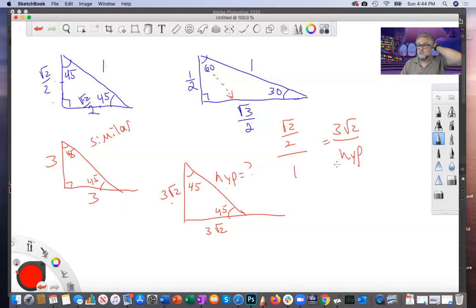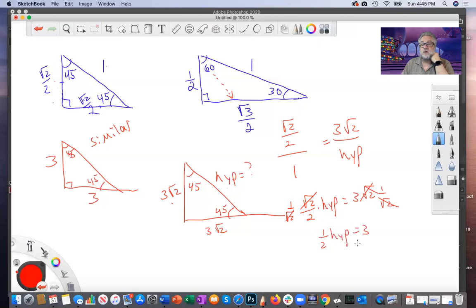Right? And so I could cross multiply. Square root of 2 over 2 times hypotenuse equals 3 radical 2. I could divide through by square root of 2. I'm going to get rid of these, right? If I do 1 over radical 2 and 1 over radical 2, they're going to cancel. So I'm left with 1/2 times the hypotenuse equals 3. Multiply both sides by 2. I'll get hypotenuse equals 6. So this must be equal to 6.